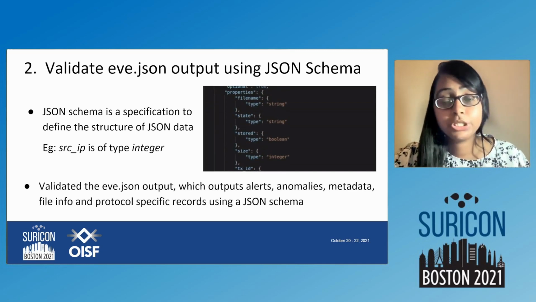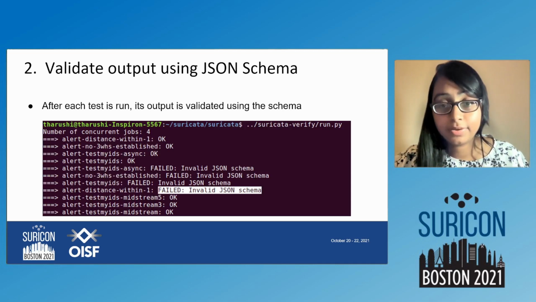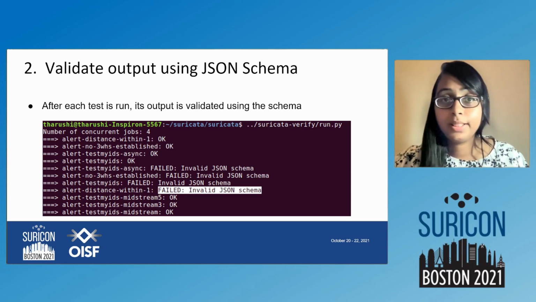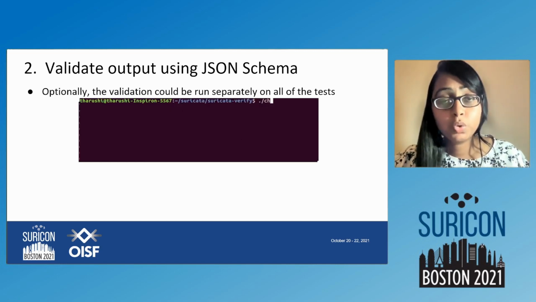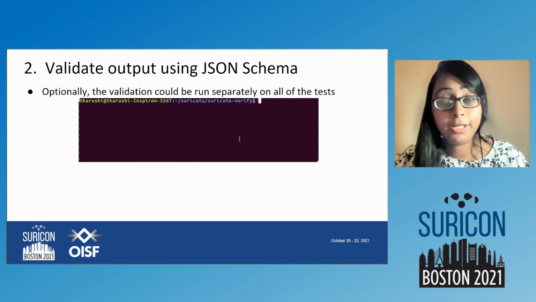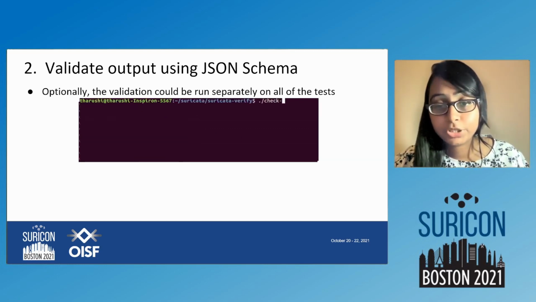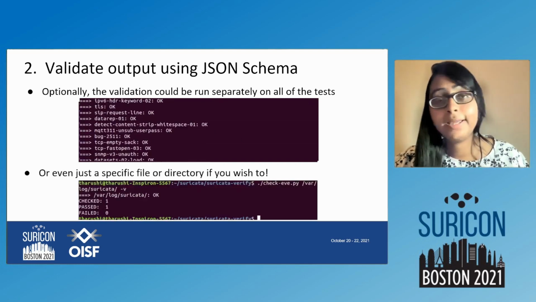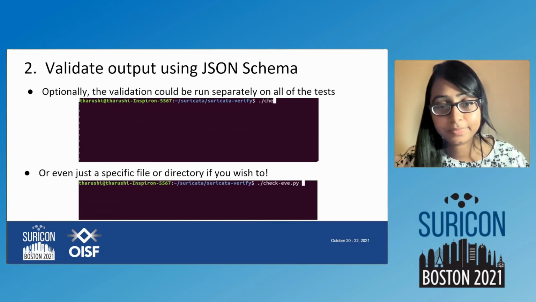So after each test in Suricata Verify is run, its output is validated with this schema. And if the output of the eve.json does not follow the rules of the schema, it fails with an invalid JSON schema error. So you could also run this validation separately on all of the tests by running this check.eve.py Python script that we've introduced, or even just a specific file or directory by giving it as a parameter.